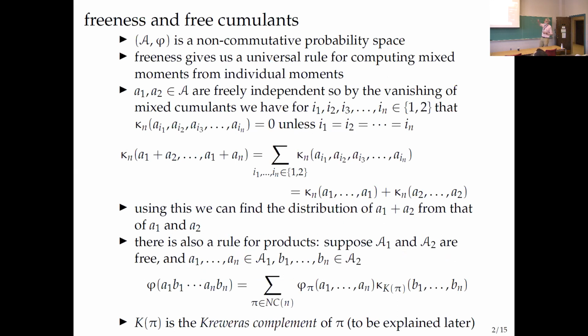So we're going to have a non-commutative probability space, and the idea is that freeness gave us a universal rule for computing mixed moments from individual moments. What that means is, if you have two random variables, x and y, and you know all the moments of x and all the moments of y, there's a rule for computing the moments of monomials in x's and y's, so x squared, y cubed, and so on.